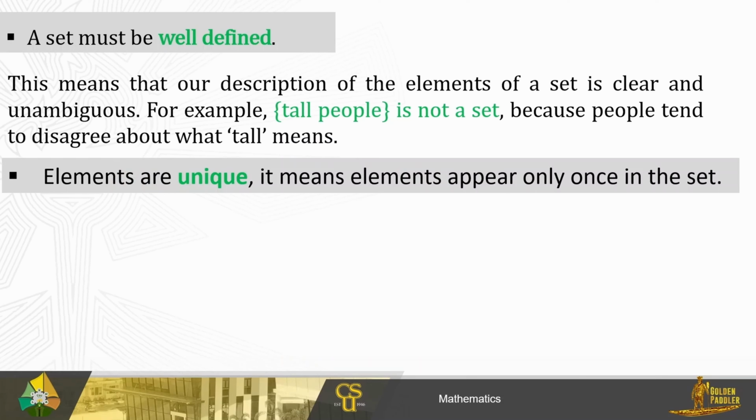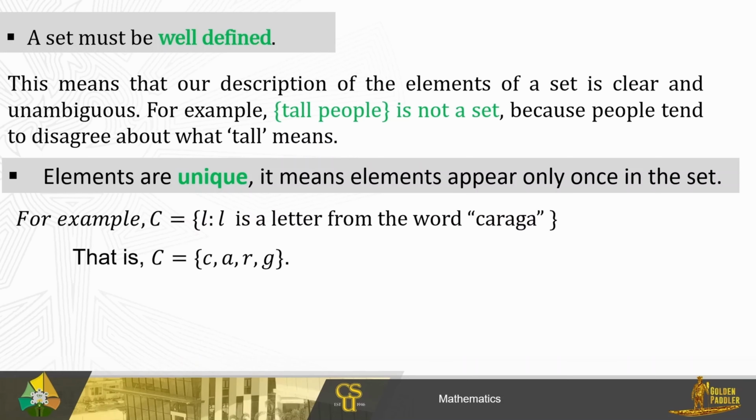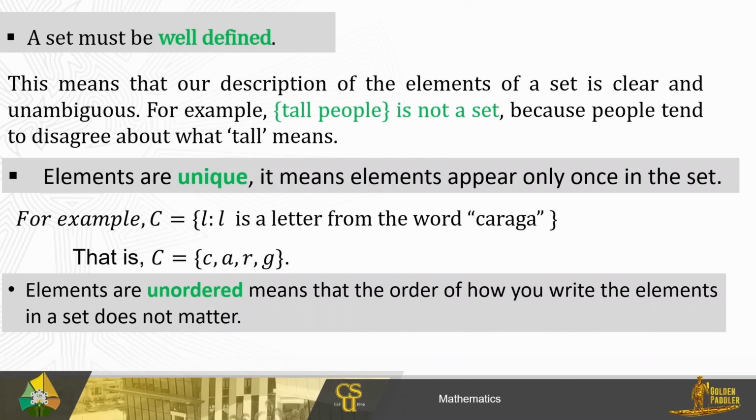Next, elements are unique. It means elements appear only once in the set. For example, we have the set C of all letters from the word Caraga. So again, because the letter A appeared thrice, we have to write it only once as an element in the set C.